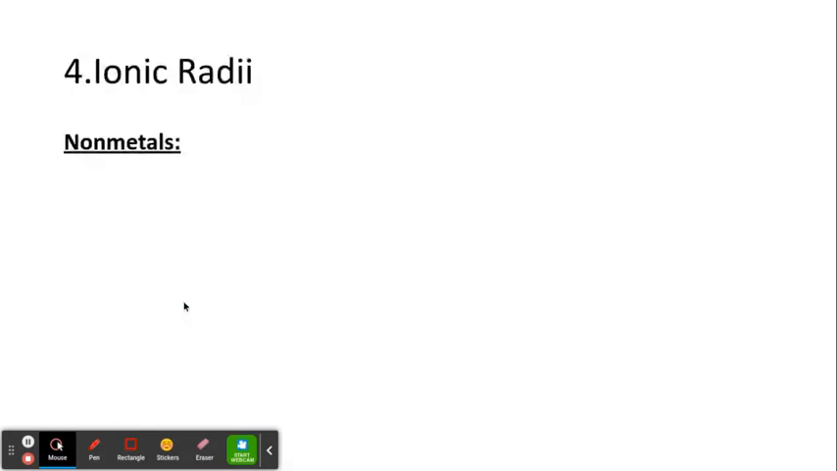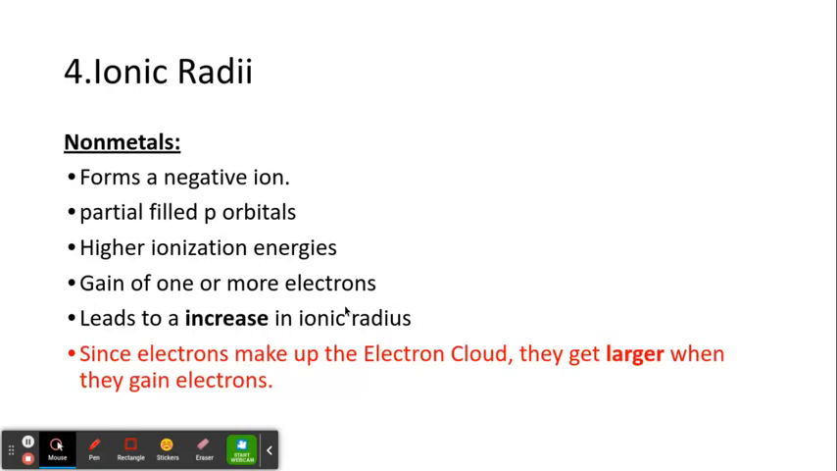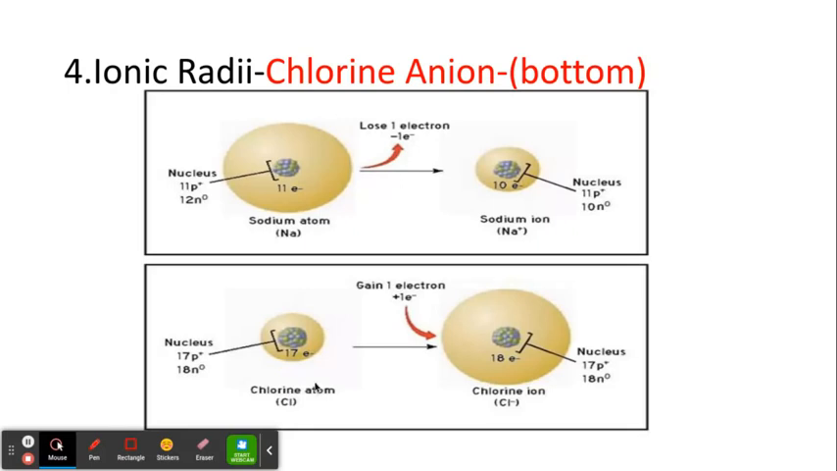Now let's look at nonmetals. Nonmetals are a little different. Nonmetals form a negative ion. They have partially filled p orbitals. They have higher ionization energies, meaning ability to attract electrons. They can gain one or more electrons. So some nonmetals gain 1, some gain 2, some gain 3 electrons, which leads into an increase in the ionic radius. So it's going to get bigger if it's taking in more electrons. The electron cloud grows. So here we go. Here's chlorine. Chlorine has 17 electrons, and 1 electron gets brought in. Okay, so the diameter gets bigger.